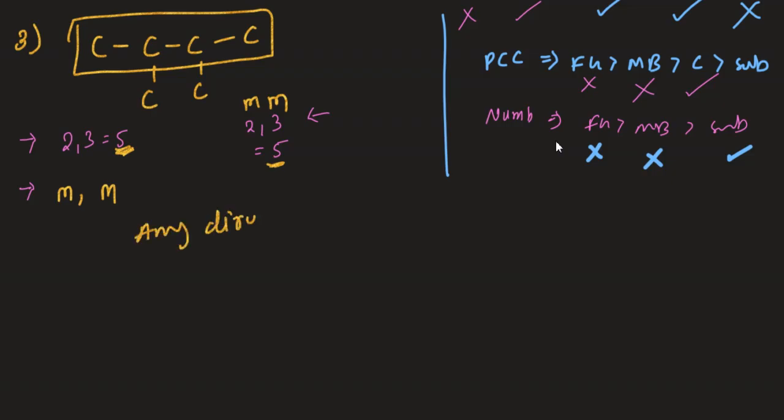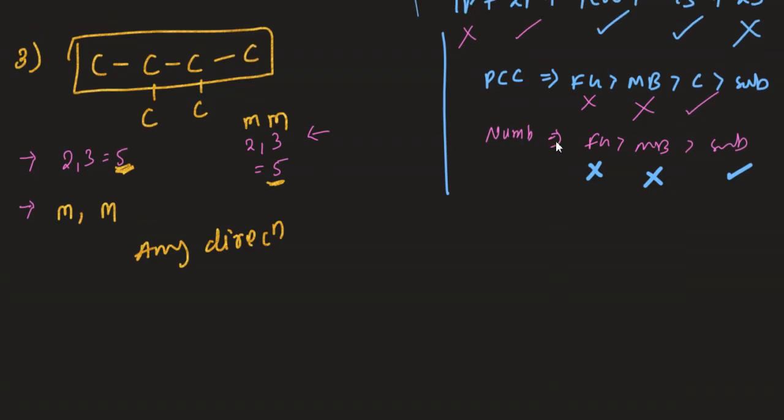You can choose any direction. Why are we choosing any direction? Because after checking, the numbers are the same, as well as the alphabetical order is the same, right? So therefore you can choose from any direction. I am going to choose like this: 1, 2, 3, 4. After choosing that, what is the next step? Naming, right? So how to write the name?